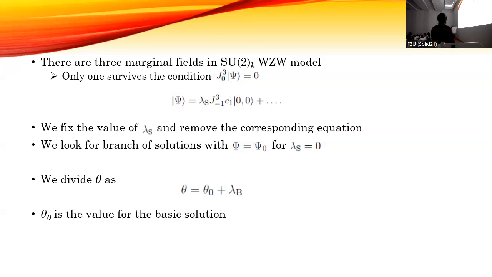To parameterize these solutions, we divide this angle theta into some basic value, which corresponds to the initial solution, and the rest, which I will be calling the boundary marginal parameter. You can add some constant like pi here, but I won't be doing this here.